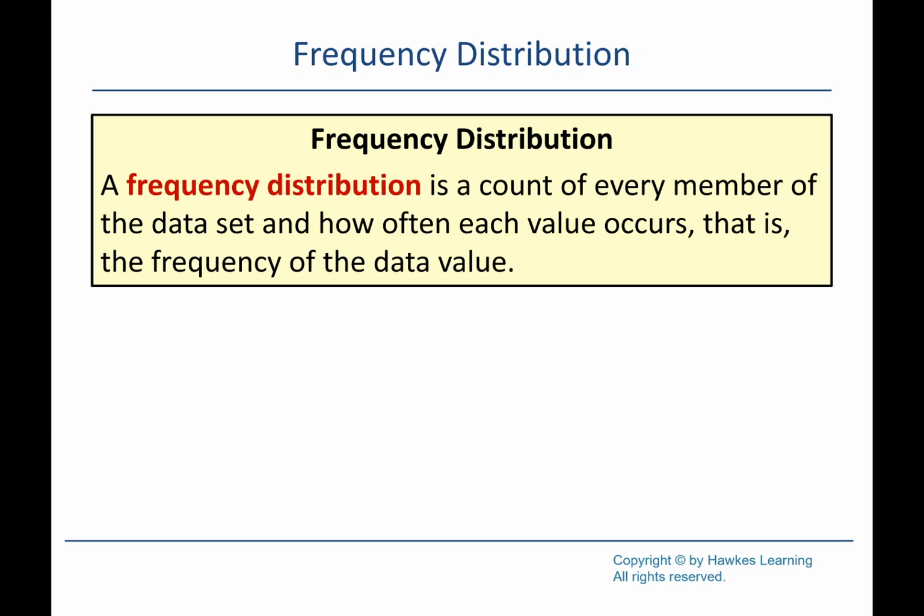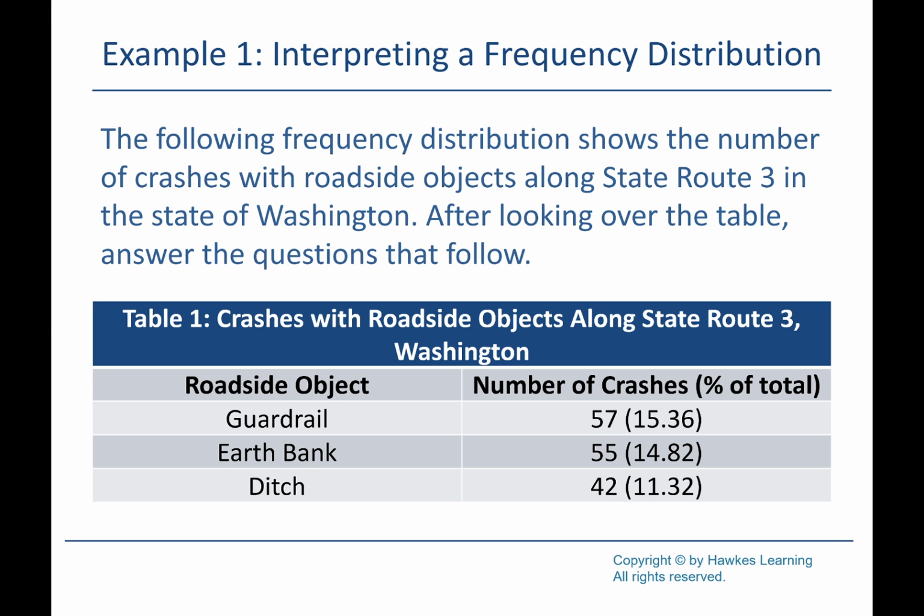So let's take a look at one. This one gives us a frequency distribution that shows the number of crashes with roadside objects along State Route 3 in the state of Washington. And then we have a few questions. The whole thing wouldn't fit on here, so there's the first 3 rows. We've got whatever type of object was involved in the crash, and then the number of crashes, the frequency for that category here. I've got some more on the next slide.